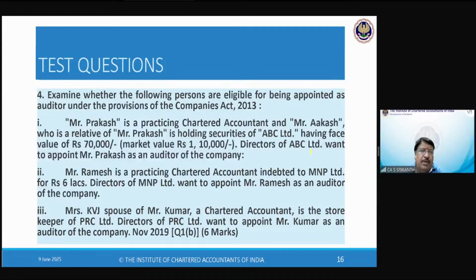Safety. Okay. Mr. Ramesh is a practicing chartered accountant, indebted to MNP Limited for 6 lakhs. Sorry, cannot be appointed because the limit is 5 lakhs. Mrs. KVJ, spouse of Mr. Kumar, a chartered accountant, is the storekeeper of PRC Limited. Directors of PRC Limited want to appoint Mr. Kumar as an auditor. Can they do that? I am waiting for your answer for 3.